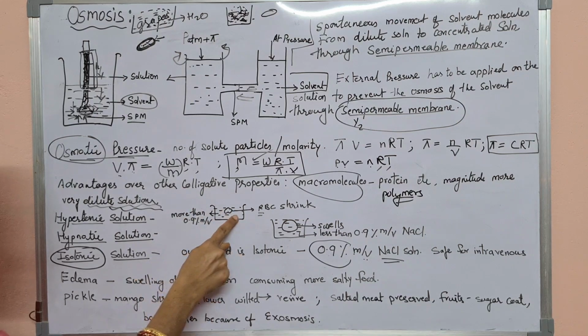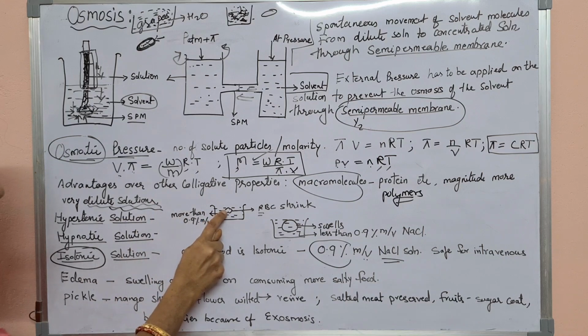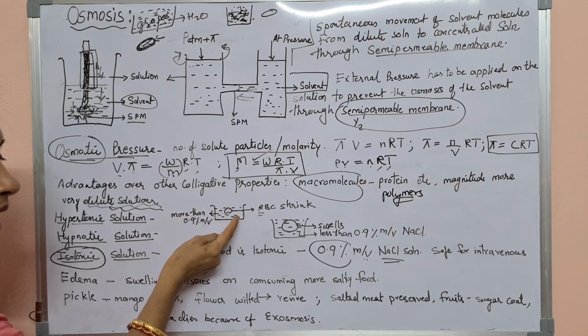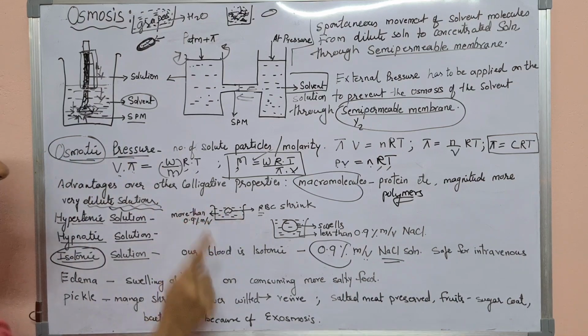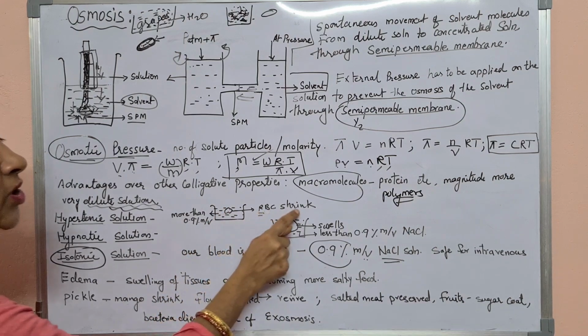बाहर का कॉन्सेंट्रेशन ज्यादा, अंदर का कम, then what will happen? From RBC solvent will move outside because बाहर का concentration ज्यादा है, सेल के अंदर पानी ज्यादा है, तो क्या होगा, from the RBC water will move outside and this RBC will shrink.